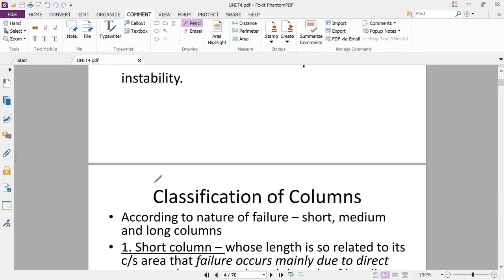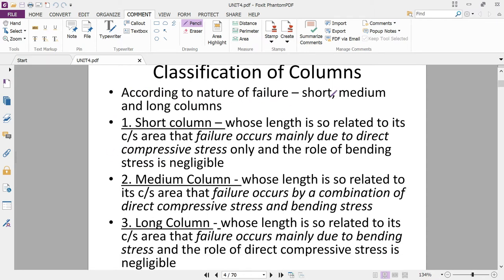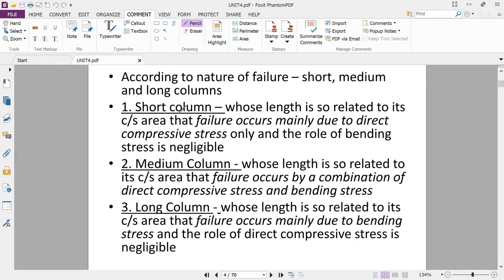Now, classification of columns. What are the types of column? According to the nature of failure, they may be defined as short column, medium column and long column. Let us see the short column. These are columns whose length is so related to cross section that failure occurs mainly due to direct compressive stress only, and the role of bending stress is negligible.